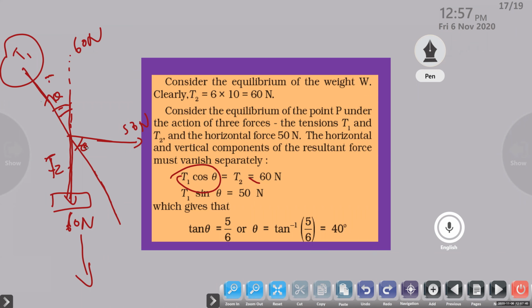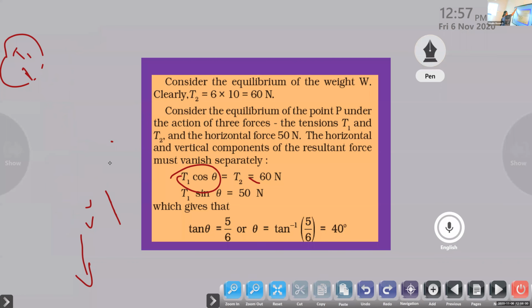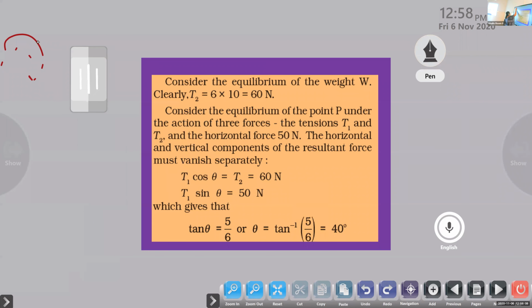Okay, I think you are a bit confused with all this. Ma'am, I did not understand that T2 equal to 60 Newton. Oh, okay. I will repeat once again. Actually, what is a concurrent force? I think the same doubt will be there for others also. I'm sure, because motion in a plane is hard to understand.